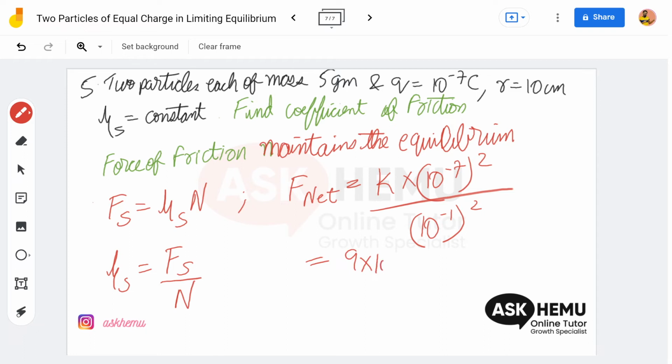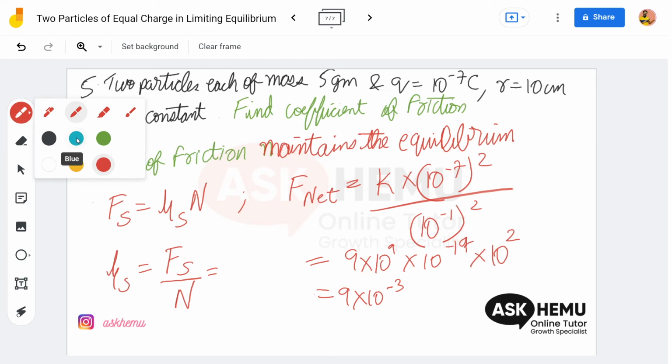9 into 10 to the power 9 multiplied by 10 to the power minus 14 into 10 to the power, now remember, from the denominator I'm bringing it to the top, so I'll end up with 9 into 10 to the power minus 3 Newton. So that's going to be the value of the net force. This is going to be the same as the value of static friction as well, remember, because the entire system is in equilibrium. So finally I'm going to solve for static friction by equating it. So I will equate my values, 9 into 10 to the power minus 3.